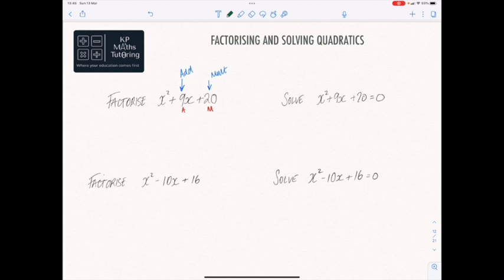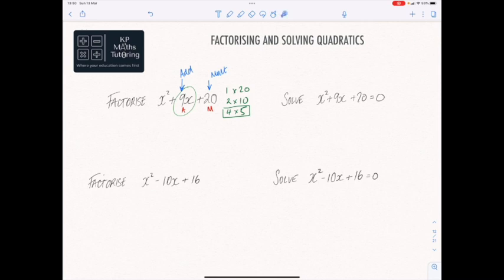So what I would suggest you do here is list your factors of 20. So you say, well, 1 times 20, 2 times 10, 3 doesn't go into it, 4 times 5, 6 doesn't go into it, 7 doesn't go into it, 8 doesn't go into it, 9 doesn't go into it, and I've already done 10, so I can stop. Then from these three pairs, which pair could you use to make 9? The answer here would be 4 and 5, because 4 plus 5 makes 9.